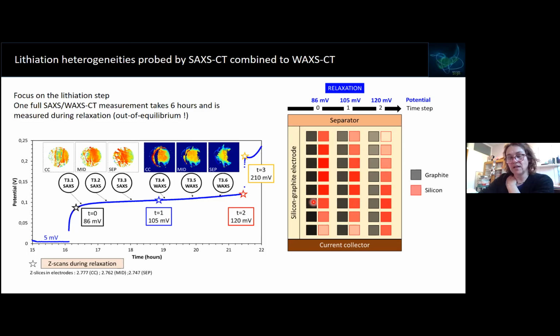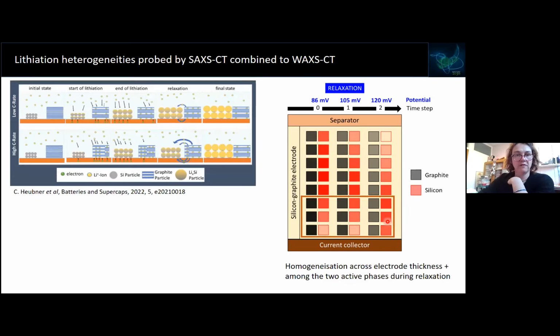And what is nice is you can clearly see that there are some variations, some gradients. And what happens in particular in some regions of the electrode, you can clearly see that you lose some lithium in the carbon, in the graphite, while you are gaining lithium in the silicon, which is getting more and more red. So you see with this experiment the homogenization during the relaxation step between the different phases. And this is in line with the literature, where people have shown that, in fact, during relaxation, the graphite is expected to give its lithium back to the silicon.